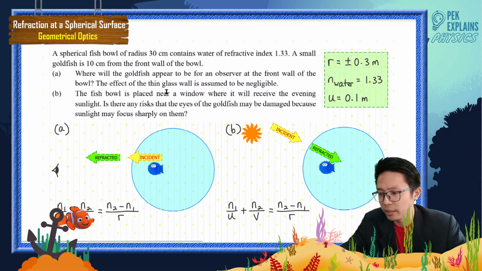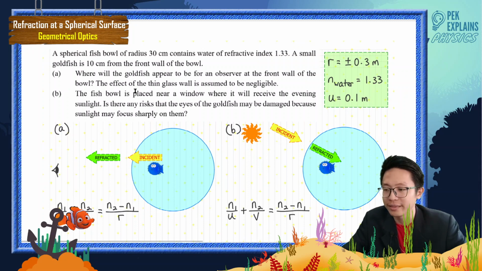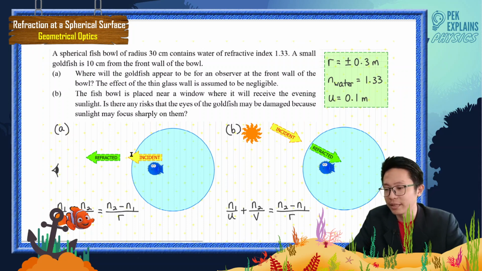Okay, the thin wall, it means we just consider this as a big sphere, the wall of the fish bowl, because we know that this is like an aquarium with water inside. So there is glass, there is water. We assume the glass is very thin. We can just neglect the glass, because there is water and there is glass, with different refractive indices, isn't it? Different refractive index, but we just neglect the thin glass wall.